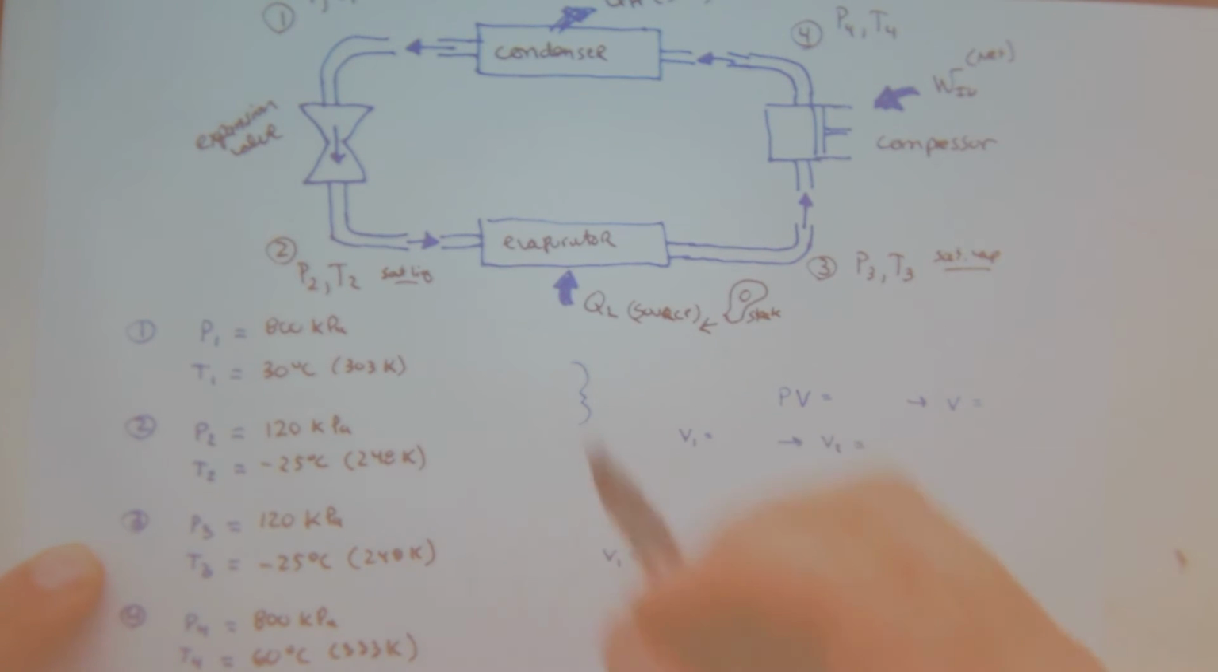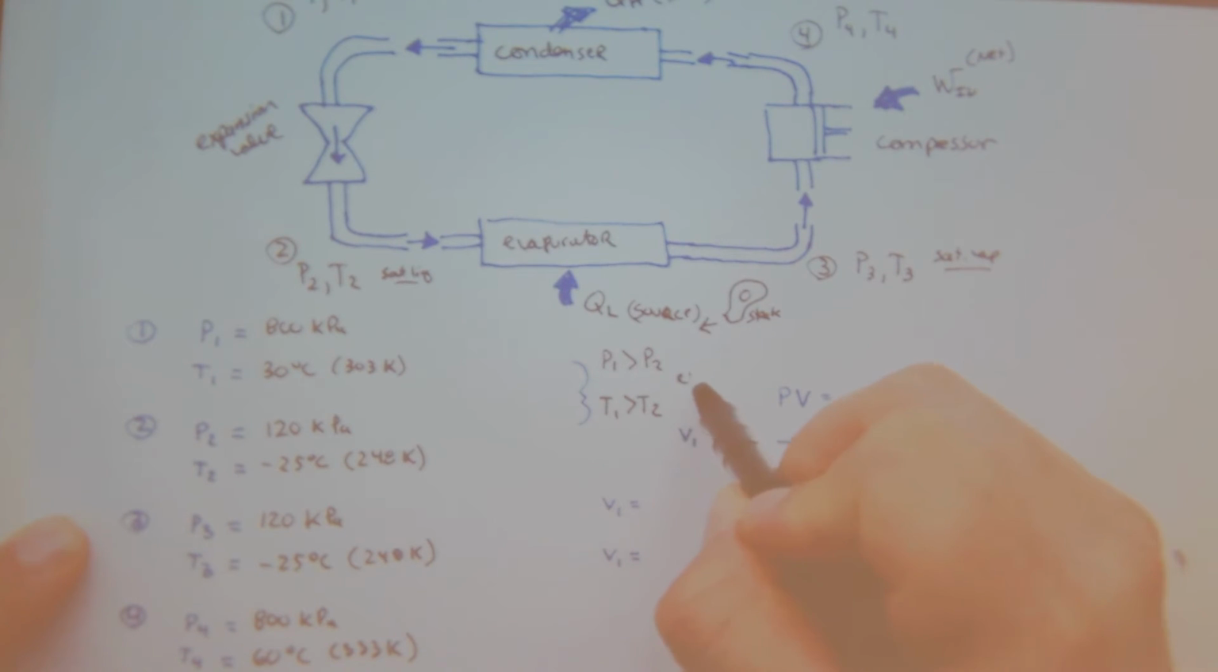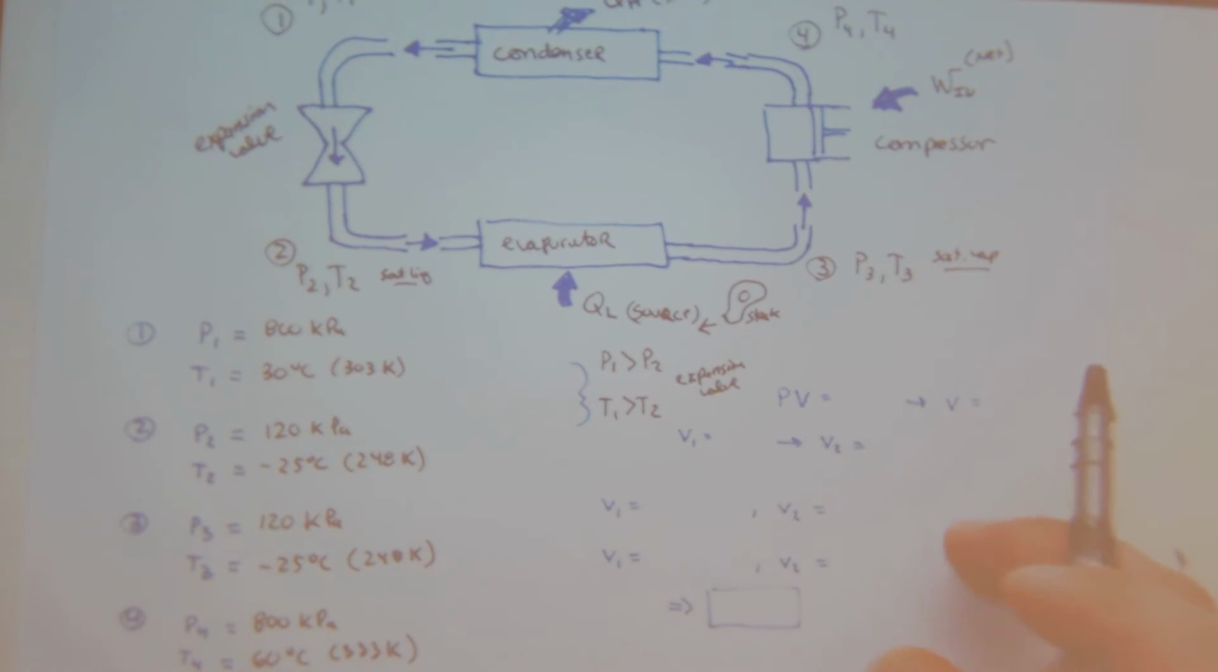Okay, so related to this, P1 is greater than P2, T1 is greater than T2 for the expansion valve. And then I can use the ideal gas law. Of course, my system might not be working over pressures and temperature ranges where my refrigerant behaves like an ideal gas, but you can still use the relationship to get some ideas.